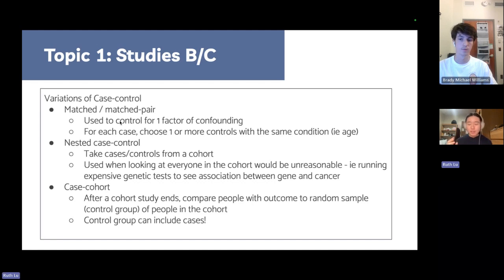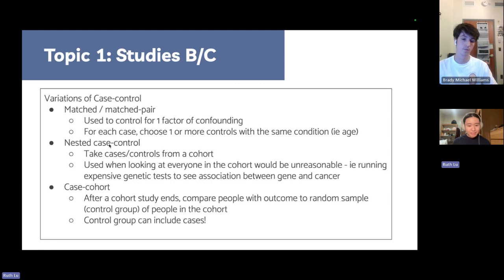In this case, you carefully choose the controls to share one confounding factor with the cases. That way that confounding factor will be less influential on your study. For example, you choose controls the same age as your cases. So that way the age doesn't confound the results.